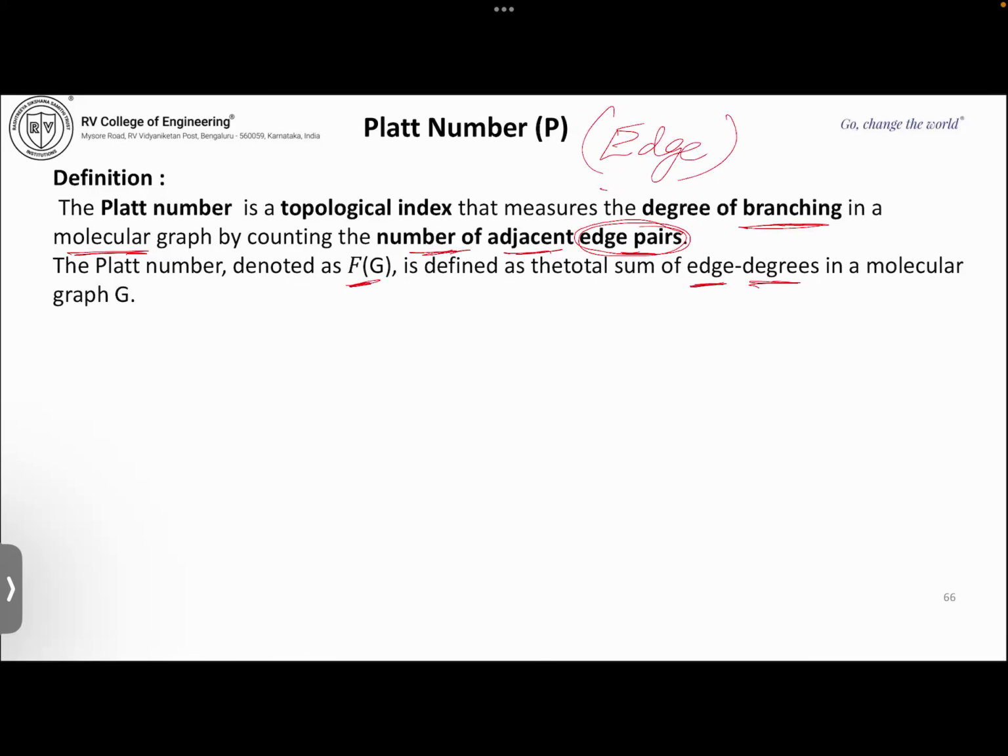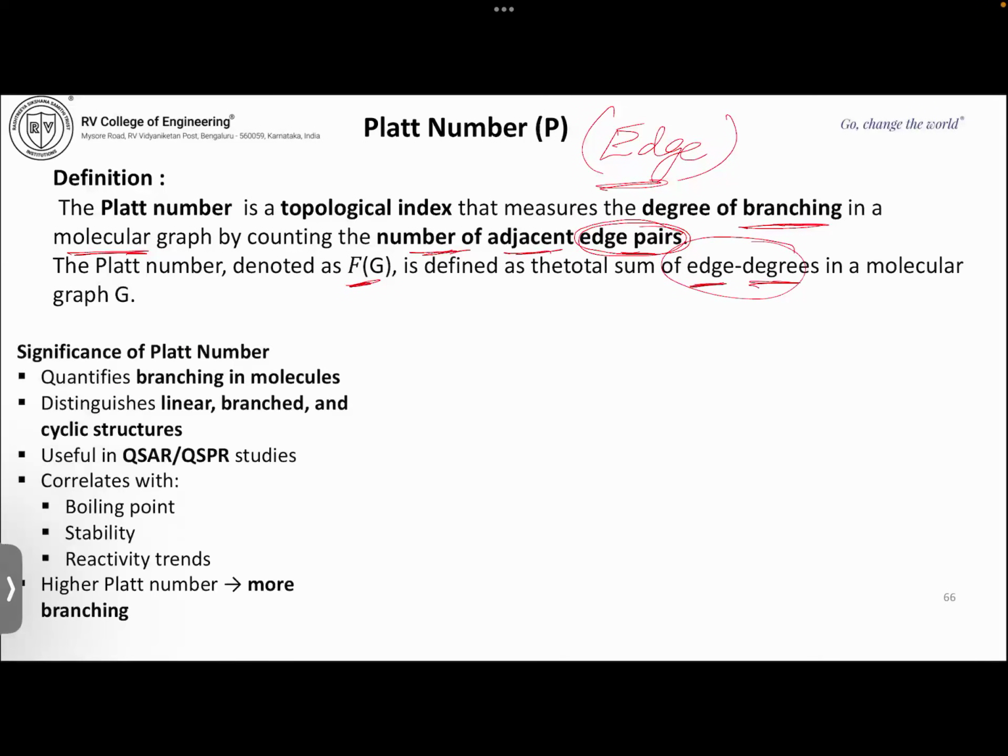Please remember, Platt number is calculated from the edge, but the Zagreb numbers 1 and 2 are calculated based on the degree of the vertex. It is from the vertex. This is from the edge. So keep that in mind so that it will be easy in a molecular graph.